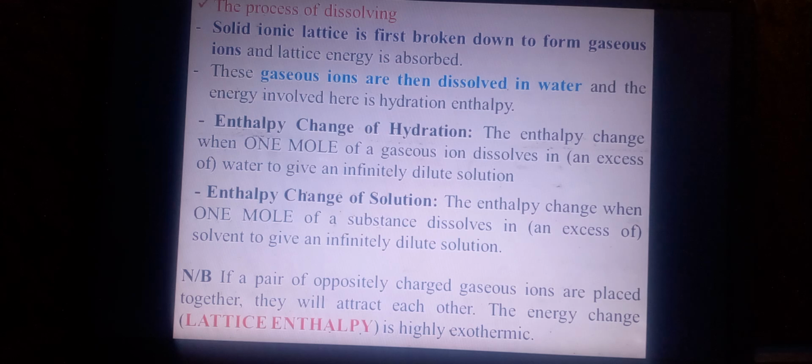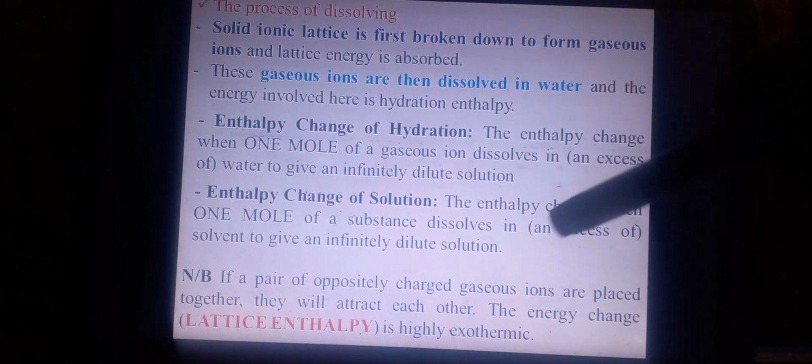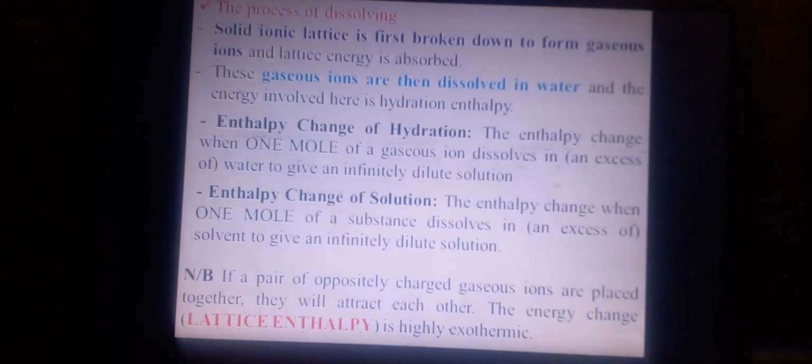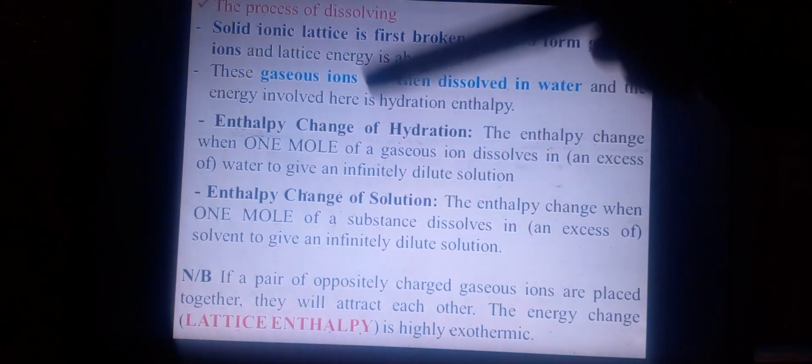Then when you dissolve an ionic compound in water to form a solution directly, that direct link between the ionic compound and aqueous ions is called enthalpy of solution. So remember, you covered that one in high school under energy changes. Now I want again to repeat by defining these terminologies.